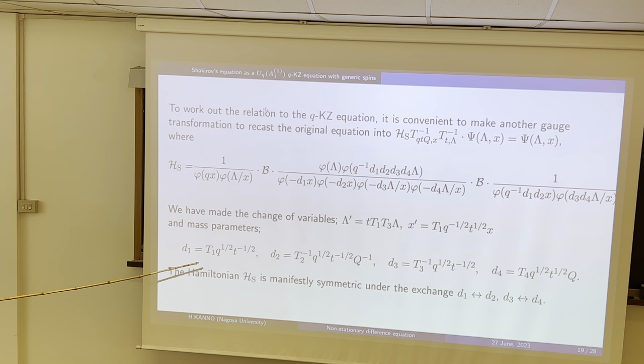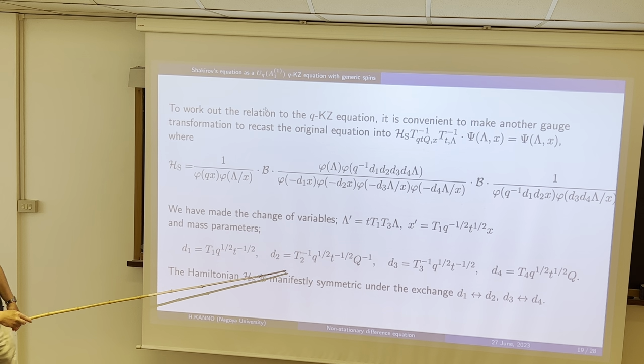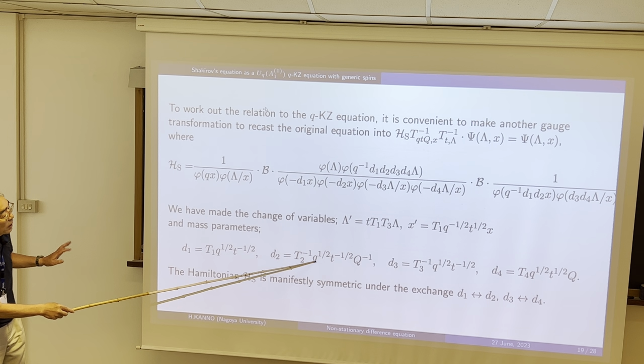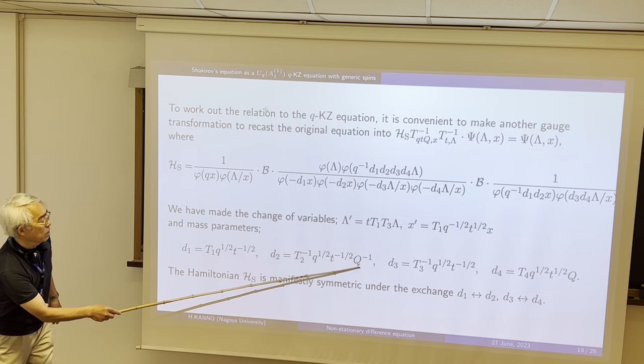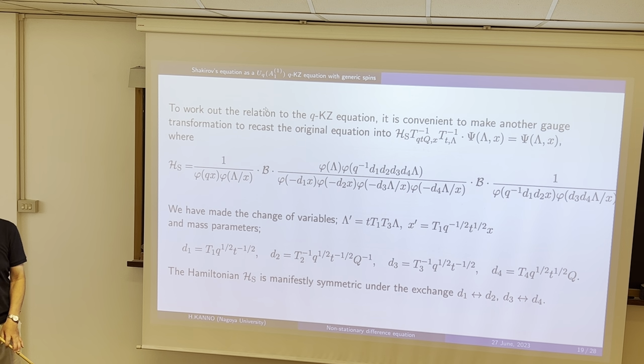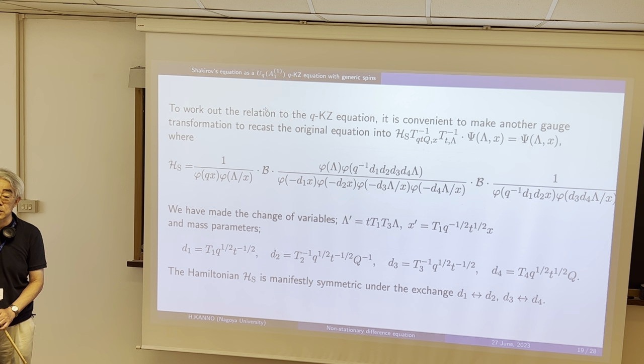Originally, this is the original mass parameter used by Shakirov. Of course, in terms of the original parameter T, we tune the mass parameter to some power of Q and T, and also maybe Coulomb moduli. I think this story is also familiar from the necklace partition function: we can make some truncation by tuning mass parameters.